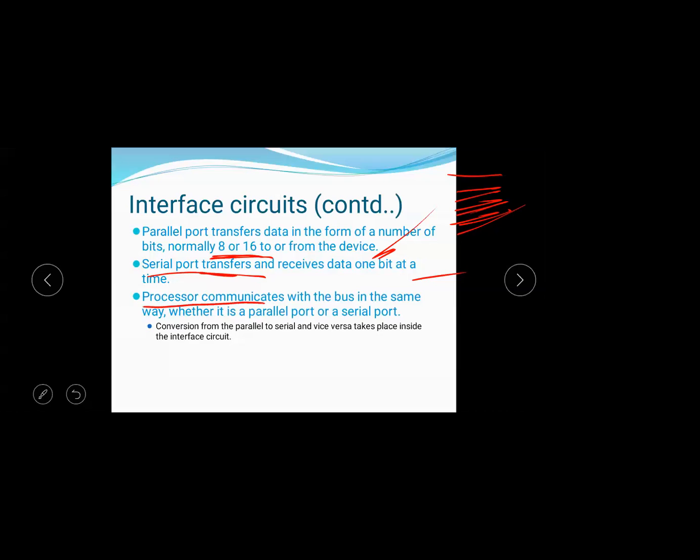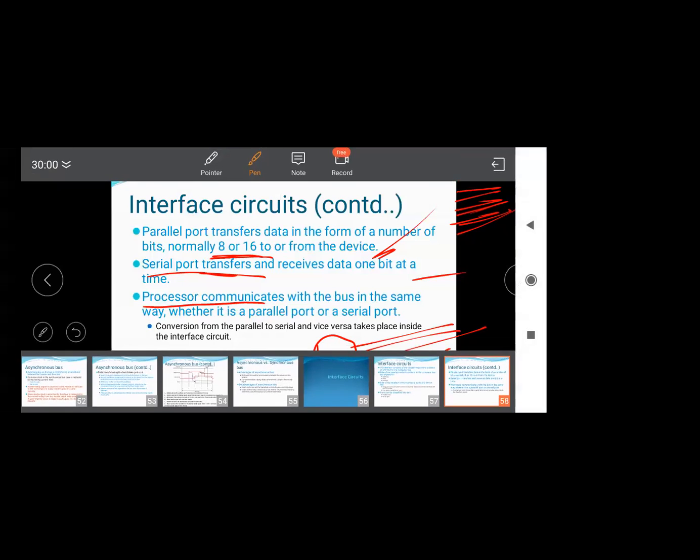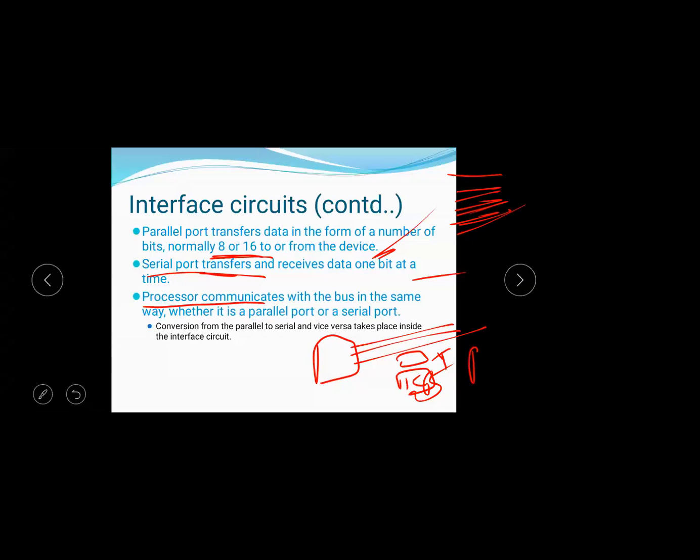The processor communicates with the bus in the same way, whether it is a parallel port or serial port, whereas the processor communicates to the interface circuit. Bus lines are there, and this is the keyboard. And here in between the keyboard and the bus lines, the interface circuits are there. The keyboard is connected to the interface circuit, either parallel port or serial port, whereas from the interface, the data is transmitted to the bus lines.